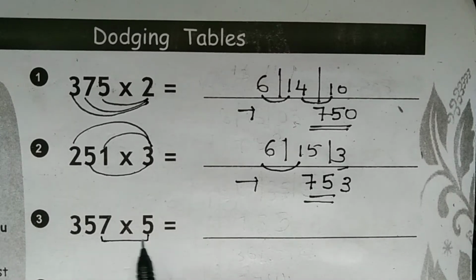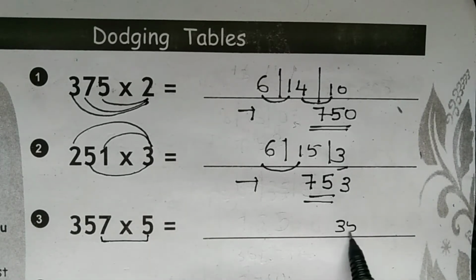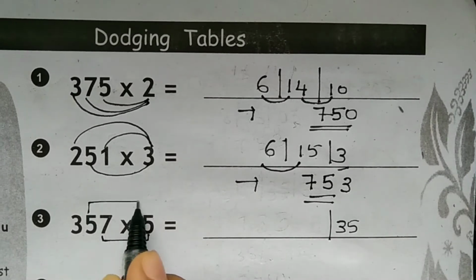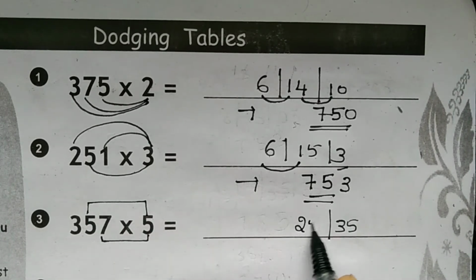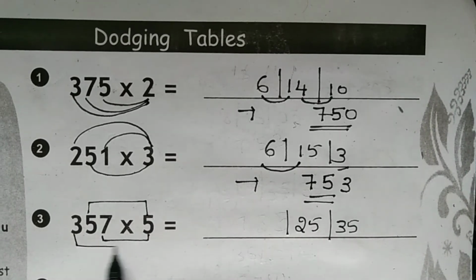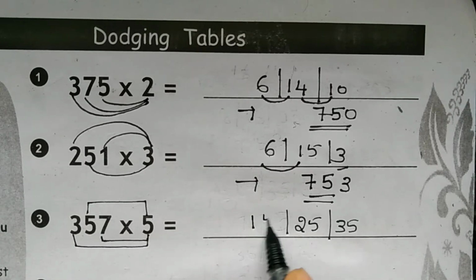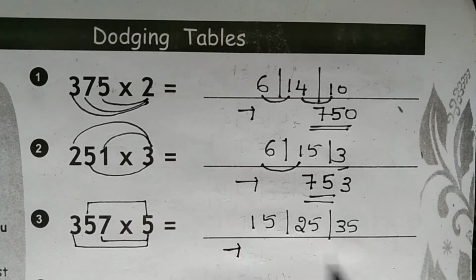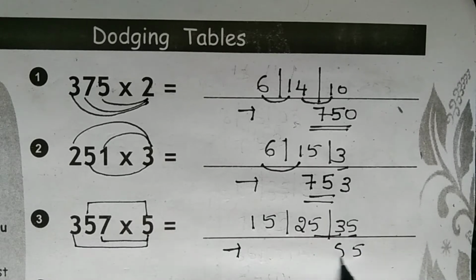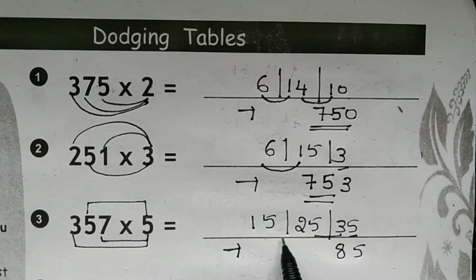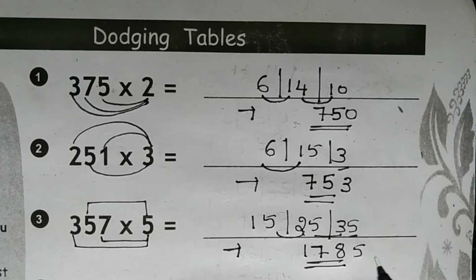Third one, here last number 7 is multiplied with 5, 35, then 5 into 5, that is 25, then 3 and 5, that is 15, then last 5 and 3, that is 8, and 2 and 5, that is 7, remaining 1. The final answer is 1785.